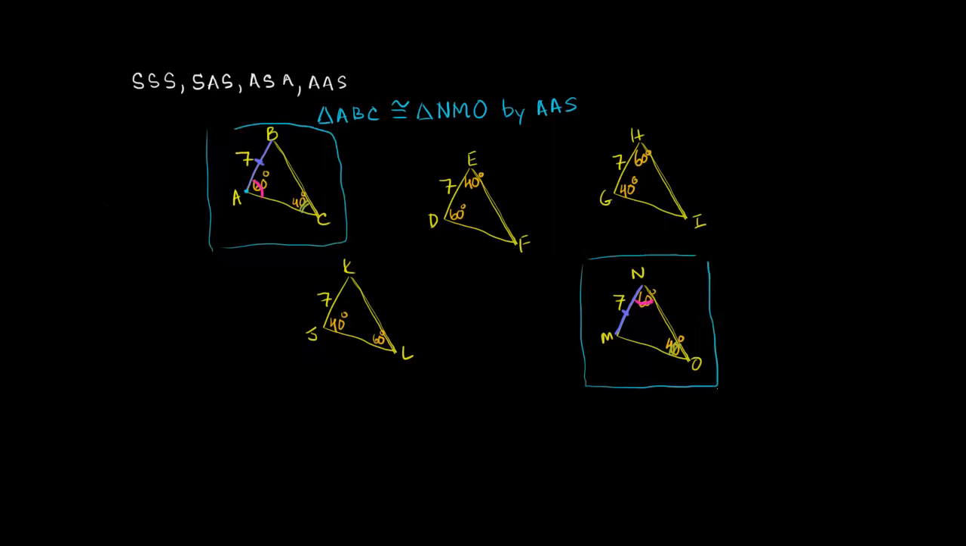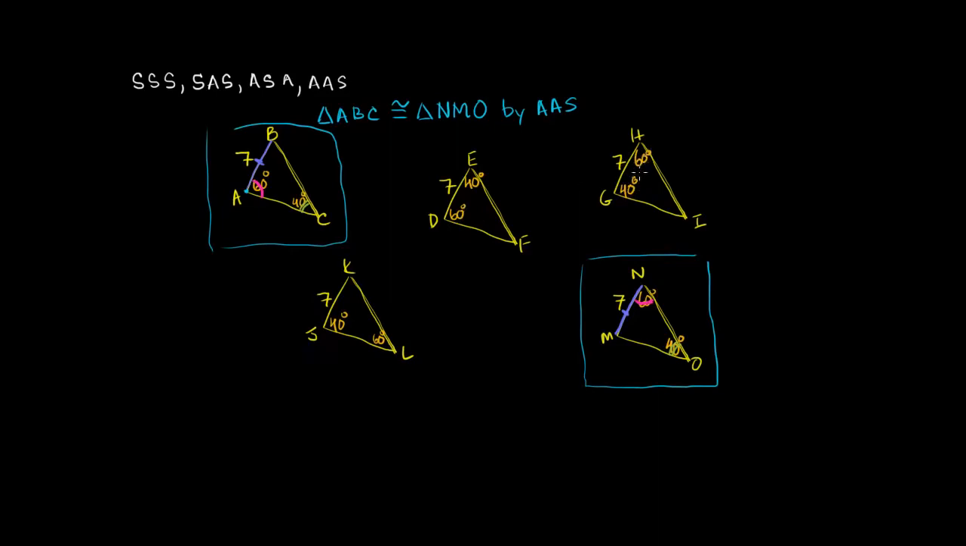Now let's look at these two characters. So here we have an angle, 40 degrees, a side in between, and then another angle. So it looks like ASA is going to be involved. We look at this one right over here. We have 40 degrees, 40 degrees, 7, and then 60. And you might say, wait, here the 40 degrees is on the bottom, and here it's on the top.